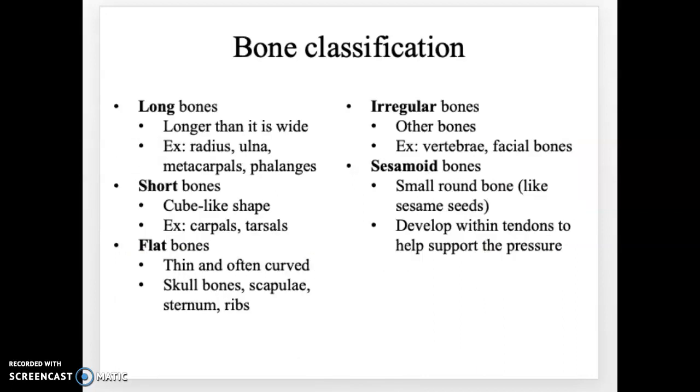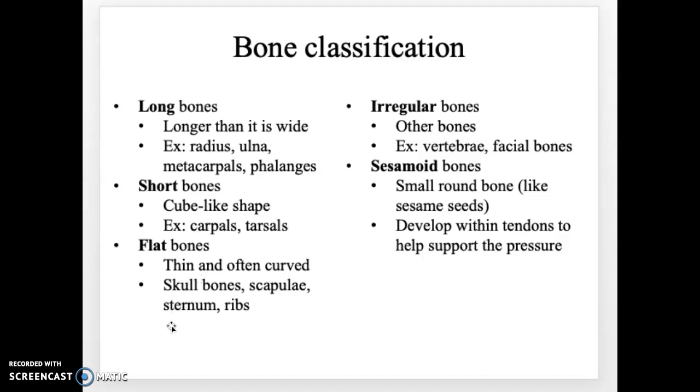We can classify bones based on their shapes. So long bones are longer than they are wide. They look like pencils. These are your radius, your ulna, metacarpals, phalanges, like any long bone. This is your arm and your fingers. Short bones are like little cube-shaped bones. These are like bones in your wrist or your foot.